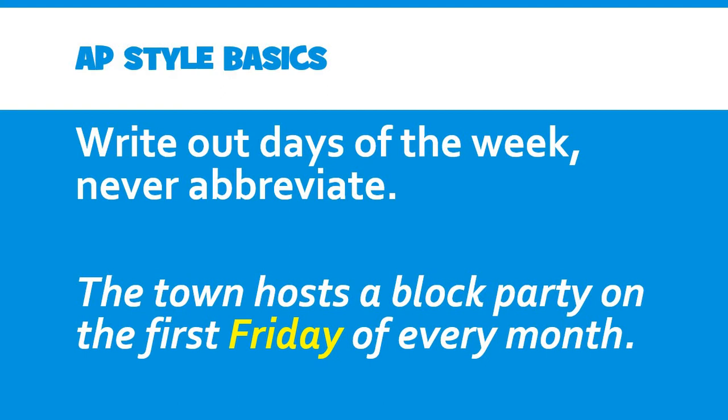Now for days of the week, we're going to write out days of the week. We will never abbreviate them. As far as I know, this is one of the only AP Style rules that doesn't have an exception. We will never abbreviate days of the week. So the example, the town hosts a block party on the first Friday of every month. Friday is capitalized, capital F, and is written out Friday. Now we'll get into the specifics of when to use days of the week versus when to use calendar date and month later. That'll be a later conversation, but for now, just know this is the basic AP Style rule.